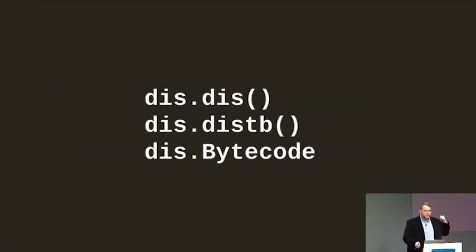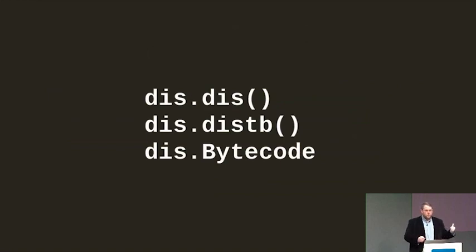There's another function called distb, which is really kind of cool. I'm going to show you an example of that in just a moment. There's also a class called Bytecode. You can pass any of these, an actual callable or a module or a code object or a string just containing some source code.